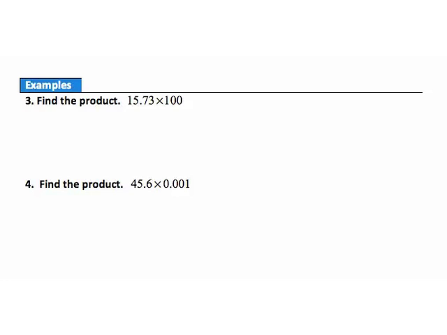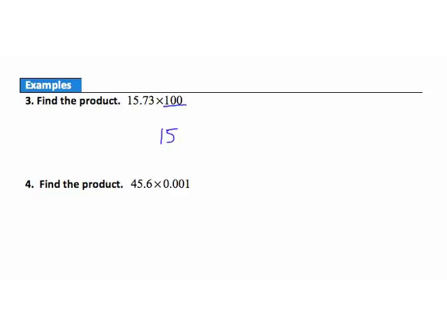Now let's take a look at some examples that will help us understand how to multiply by a power of 10. Example 3. We're asked to find the product here, and notice that I'm multiplying by a power of 10 that is larger than 1. So this is going to make our answer bigger. Since I have 2 zeros in this power of 10, that means I'm going to move the decimal place 2 places to the right to make this a larger number.